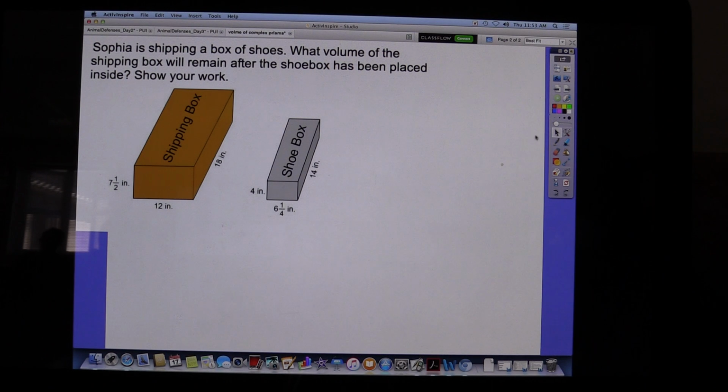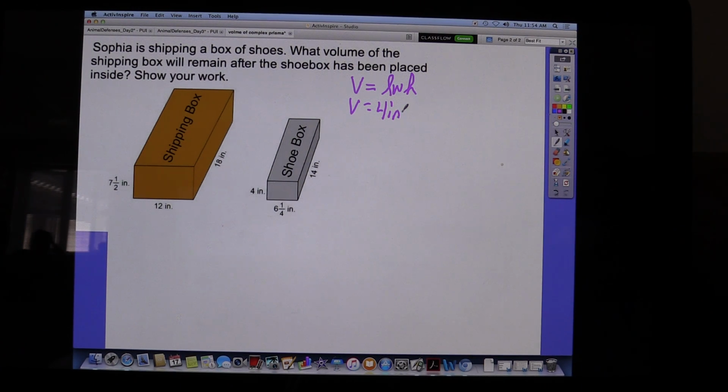Okay, so I'm going to use the formula for finding the volume of a rectangular prism, because that's essentially what these are. And that formula is V equals length times width times height. Now if I can find the volume of the shoe box and then the volume of the shipping box, I can subtract the volume of the shoe box from the volume of the shipping box, and that'll tell me what volume remains. So V equals, and we've got 4 inches. That's probably the height, but because of the commutative property of multiplication, it doesn't matter the order.